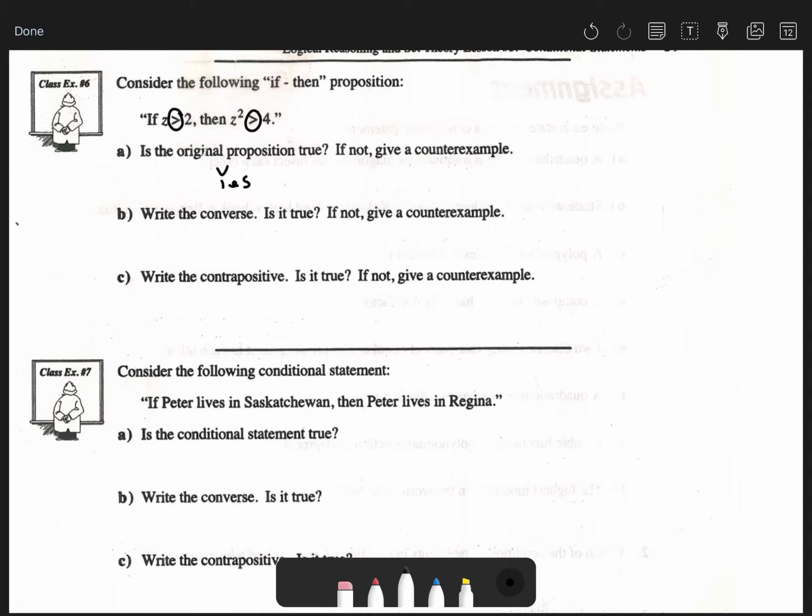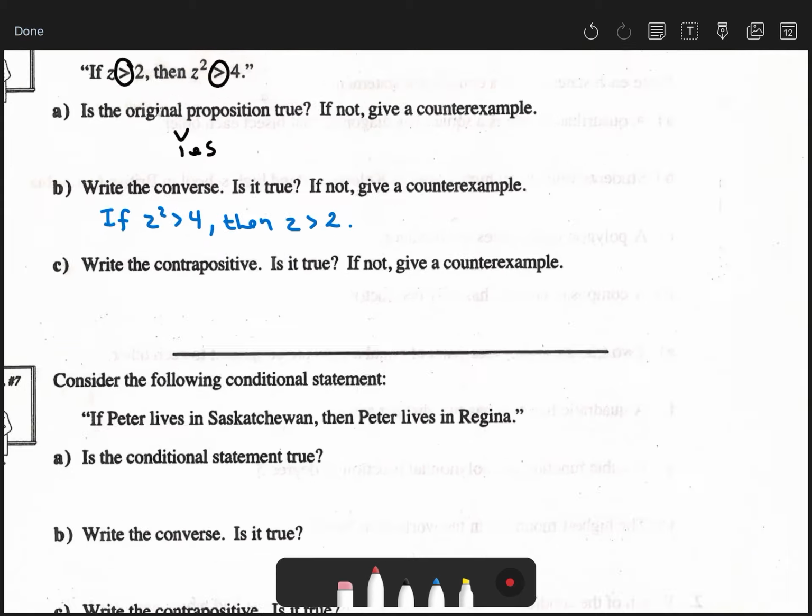Now, after that, it says, if not, give a counterexample. A counterexample is an example that proves something is not true. So if I were to say no, then I have to provide what's called a counterexample to show that it's not true. Now, it says, write the converse, is it true? So here's the converse. The converse is you switch the if and then portion. So it would be if z squared is bigger than 4, then z is going to be bigger than 2. Now, is this true?